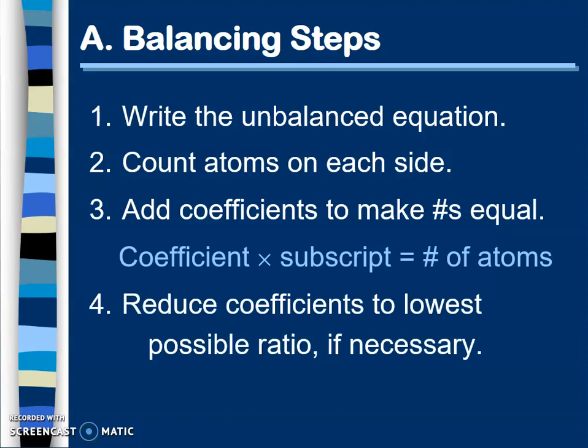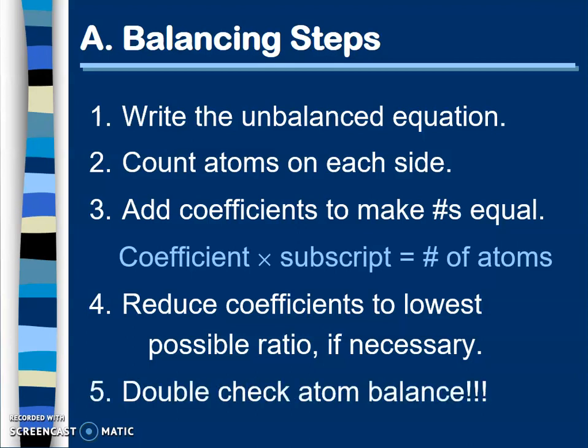Sometimes when you're done balancing and everything's equal on both sides, your coefficients might need to be reduced to the lowest possible ratio. So for example, if your coefficients are 2, 2, and 4, all of those numbers are divisible by 2, so we can reduce it by dividing each one by 2 and turning our coefficients into 1, 1, and 2. Okay, so just reducing if necessary. Sometimes you won't need to do that. That just happens sometimes, depending on your process.